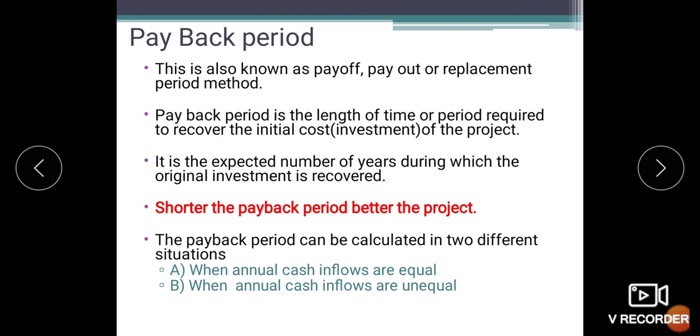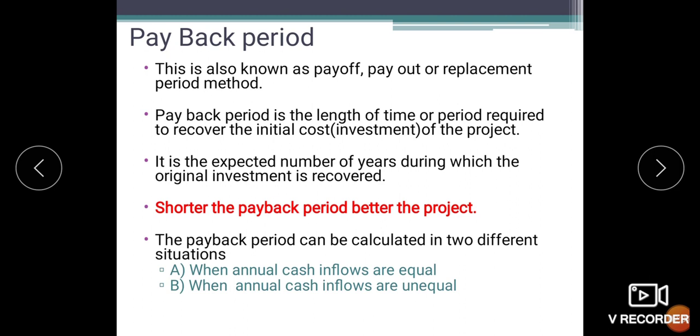So if we are comparing two projects with different payback periods, definitely the project with the shorter payback period will be the better one. Normally, you will be asked to calculate the payback period in two situations. The first one is when the annual cash inflow from the project is equal. And the second situation is when the annual cash inflows are unequal. The approach to calculate the payback period in these two situations is different.